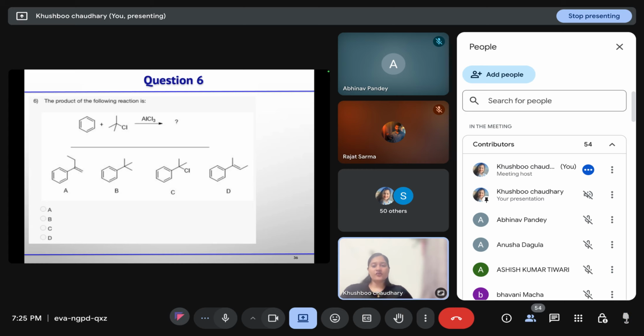Then the product of the following reaction is, first step is your chlorine will attack AlCl3 to form this AlCl4.